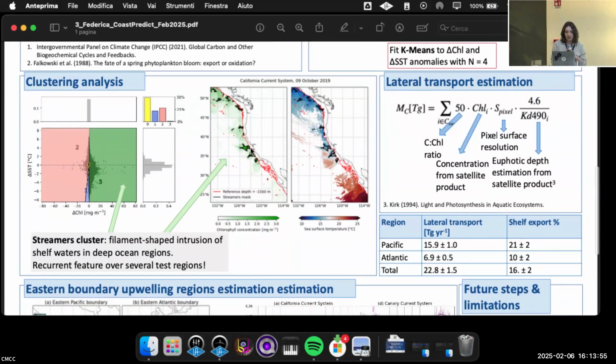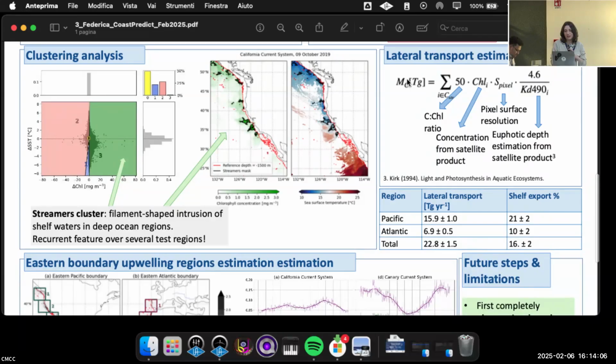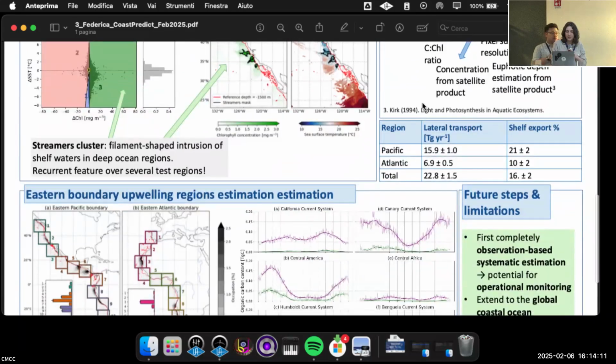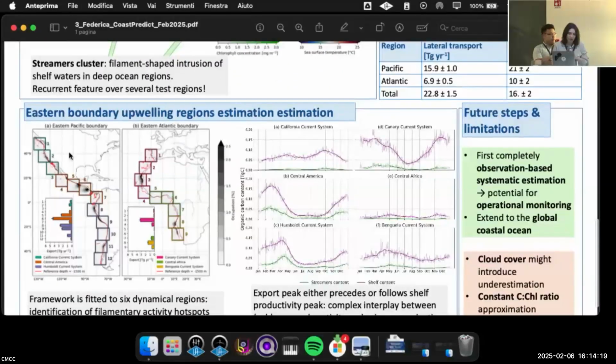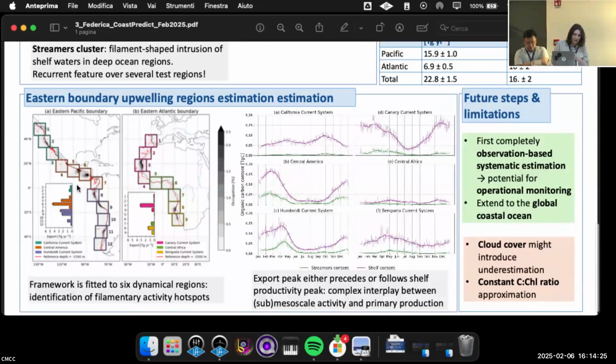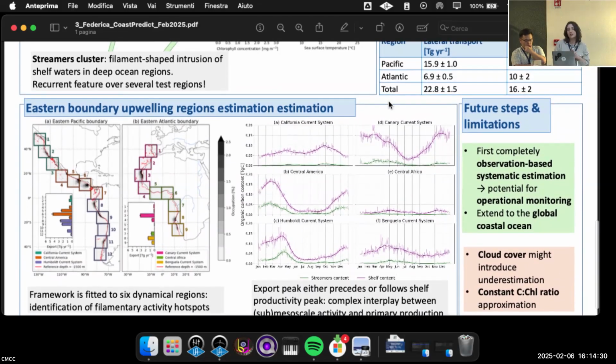And you can see this cluster actually identifies these filamentary structures, upwelling filaments that laterally transport the structure. By using this framework, we can give an estimation of the carbon content of these structures. And we did this for the eastern boundary upwelling regions, which are the most productive ocean regions. And the algorithm systematically finds these hotspots of filamentary activities. We gave an estimation of about 23 teragrams per year.